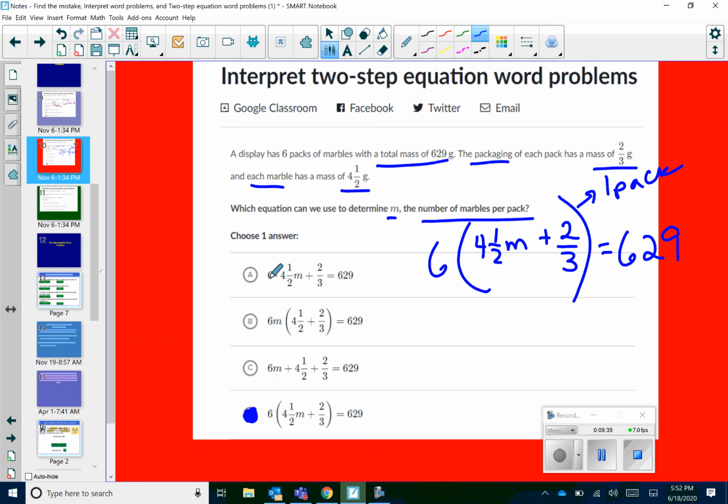What's wrong with this one? You're only multiplying 6 times the number of marbles, and you're not factoring in that each package weighs 2/3 grams. Here, they're multiplying 6 times the number of marbles, which just doesn't even sound right. And then here again, 6 times the number of marbles. That doesn't sound right either.